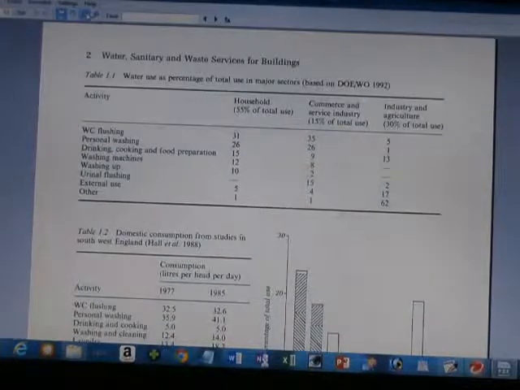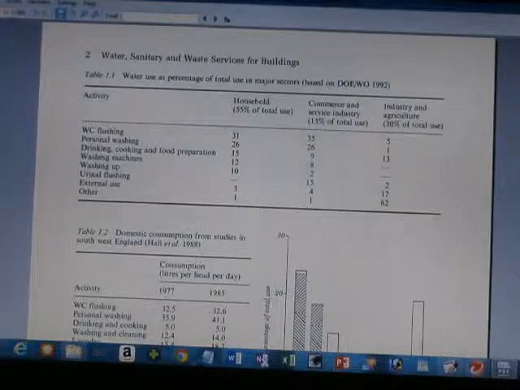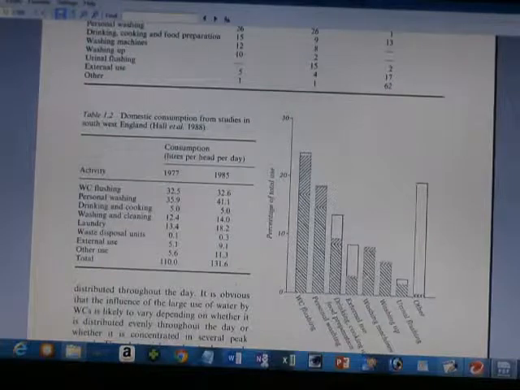Equation for the water flow requirement in the building for general purposes. Washing, flushing, washing machine, external use in the household, what percentage of the water, and also the activity and the consumption in liters of water for each of the operations.